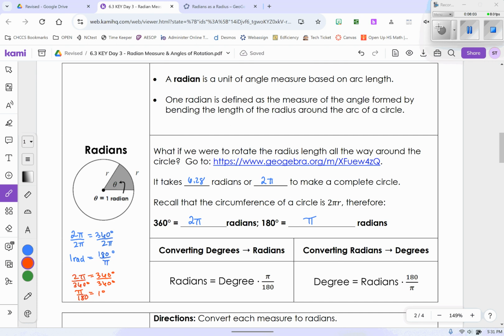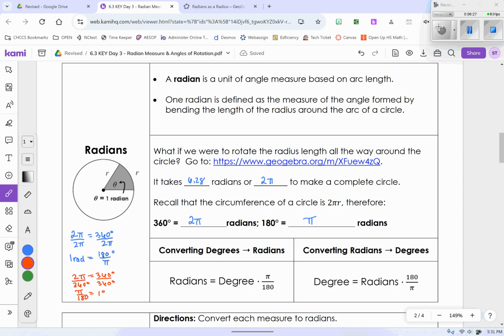So converting degrees to radians, you take the degree and you multiply it by pi over 180, because 1 degree is pi over 180 radians. And vice versa, to convert radians to degrees, you multiply the radians by 180 over pi, because 1 radian equals 180 over pi degrees.